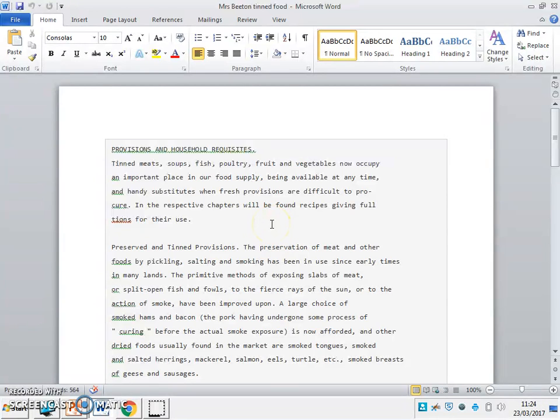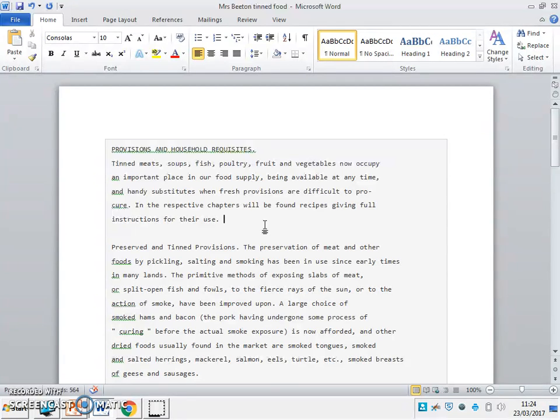In the respective chapters will be found recipes giving full, I think that's instructions for their use. Sorry, something happened with a cut and paste. Preserved and tinned provisions. The preservation of meat and other foods by pickling, salting and smoking has been in use since early times in many lands.